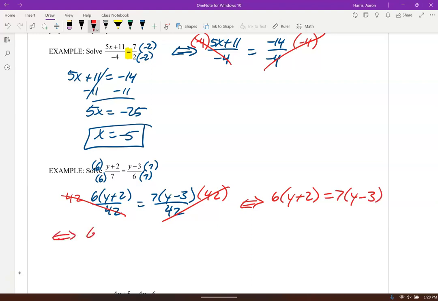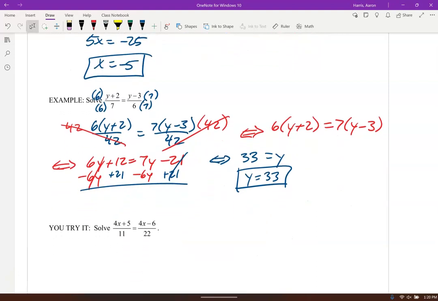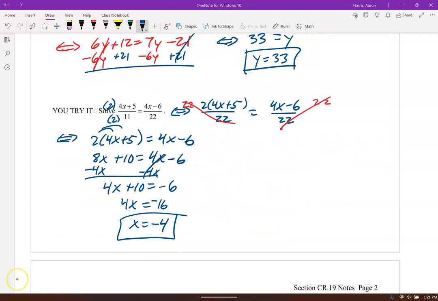Go ahead and distribute that. Get all your y's on one side. Get all your numbers on the other side. And so we've got 12 plus 21, what's that, 33 equals y. So y equals 33. And then again, check it in the original equation. Let me go ahead and have you guys try this one. We'll go ahead and check that in your original. And it's good to go.